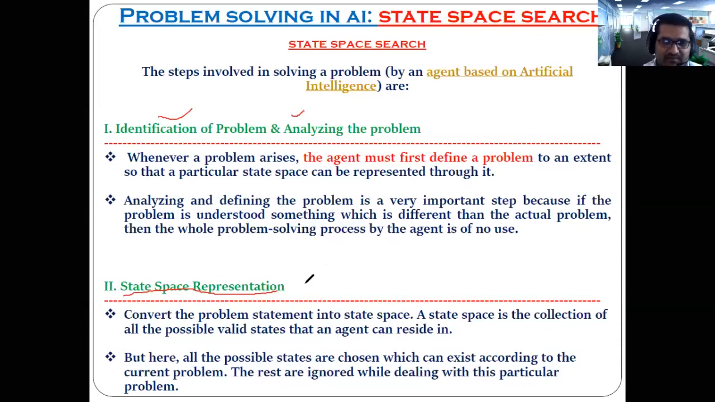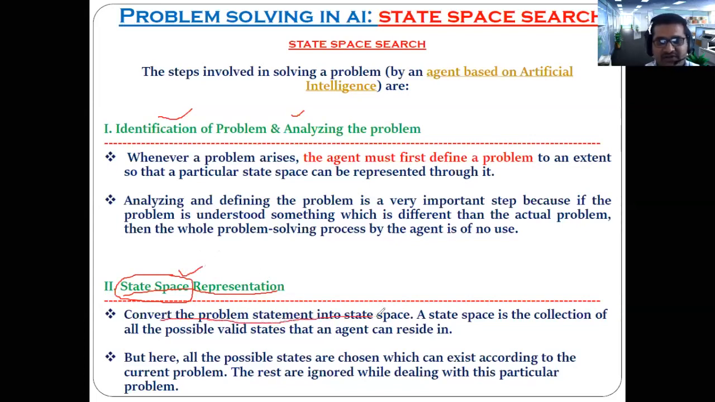Find the possible states to reach the goal state. Means first you need to represent that problem with the help of what? State space. Correct or not? Yes. After identifying the problem, you have to represent that problem with the help of some data structure as a state space, and that is what I have written here.